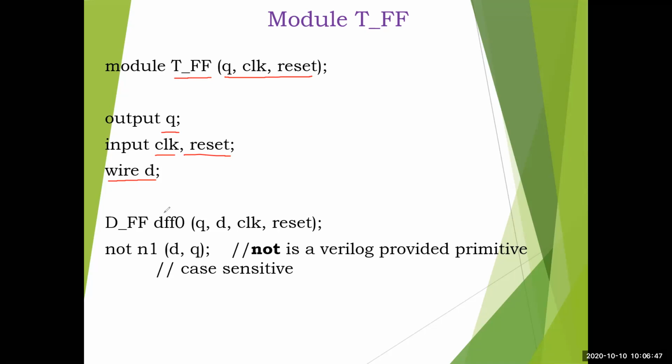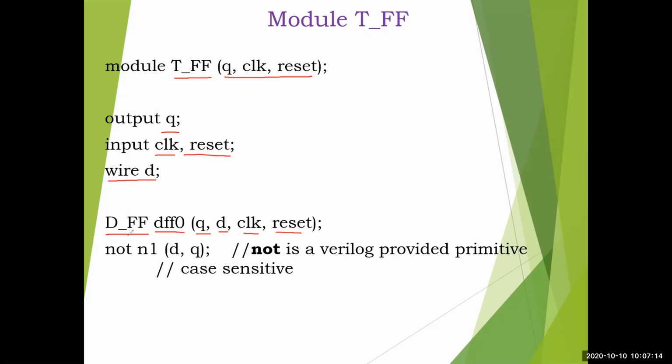Now the explanation. Here we are using 2 primitives. One is the D flip-flop, and you just have to call this D flip-flop once. Its instance name is DFF0. Only one flip-flop is used. Its output is Q. The inputs are D, which is the output of the NOT gate, as you have seen in the figure, then clock and reset. These are the 3 inputs you are giving to the D flip-flop.